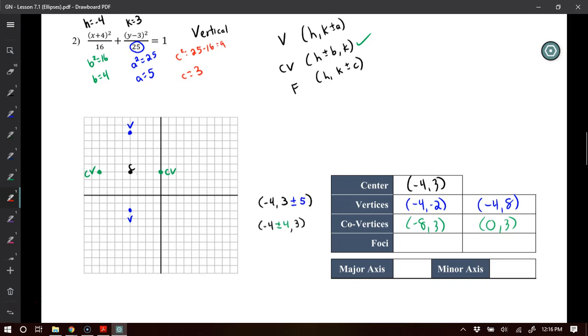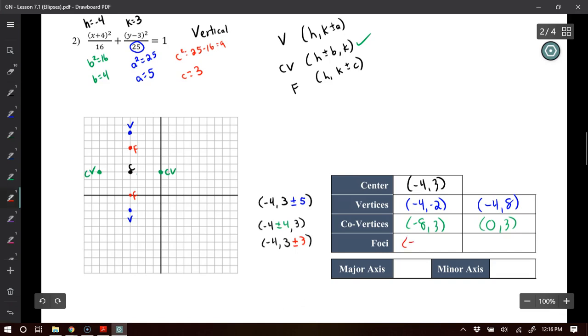So from the center, I go up 1, 2, 3, that's a focus. I go down 1, 2, 3, and that's a focus. And look at that. So let's see if the formula works. So for focus, it's h, which is -4, my k, 3, plus or minus my c value, which is 3. So let's see if we got the same ones if I use the formula.